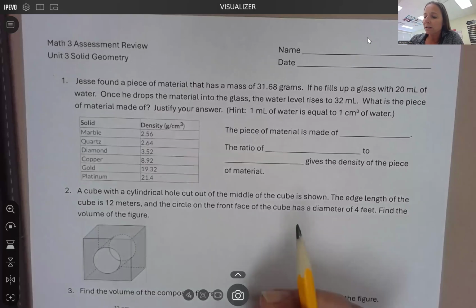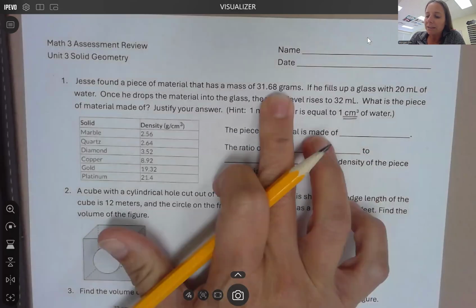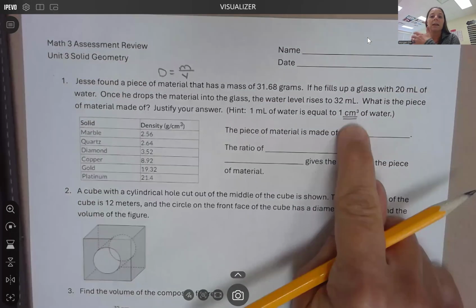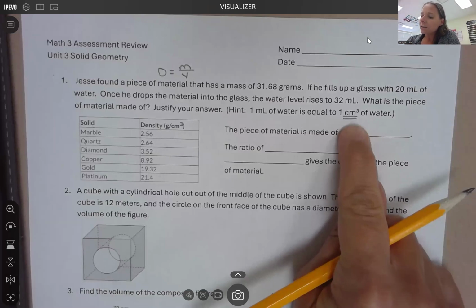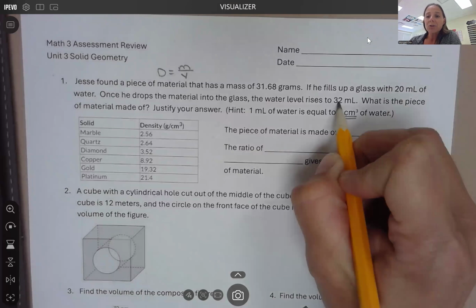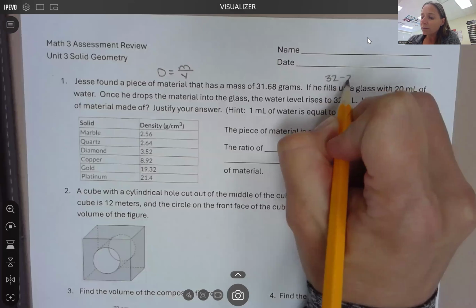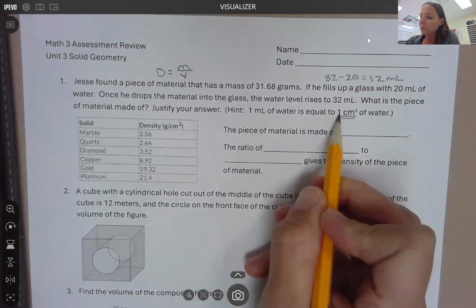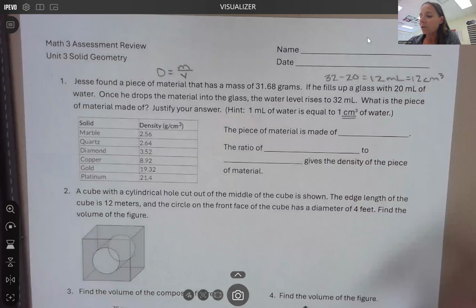All right, when you start seeing centimeters cubed, milliliters, and the mass of something, remember density equals the mass divided by the volume. Volume is anytime you see cubic centimeters, cubic inches, any of that. Notice the water level went from 20 to 32 milliliters. So when I subtract, 32 minus 20 is 12 milliliters. But remember, hint, 1 milliliter of water equals 1 centimeter cubed. So really, this is 12 cubic centimeters. Think of it as the volume.